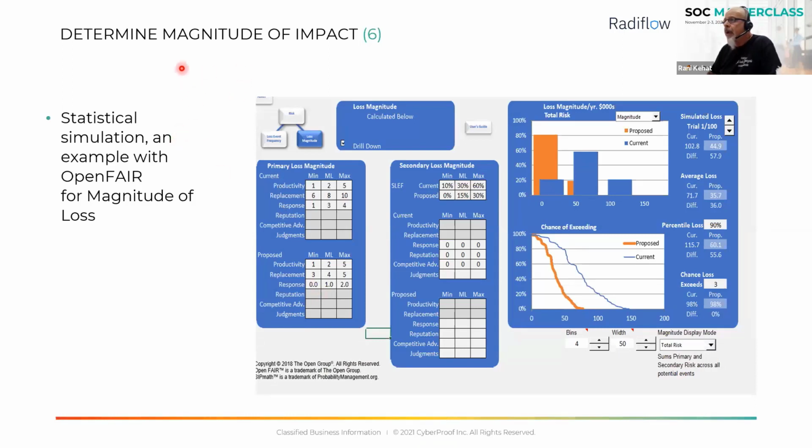So the magnitude of loss side, I'm showing here the Open Group FAIR. You see the Open FAIR down here. The magnitude of the loss lends itself to being quantitative, and we can put in numbers, as I mentioned before. After doing this statistical randomization of the simulation, Monte Carlo and so on, we can get all these average losses and so on and so forth.